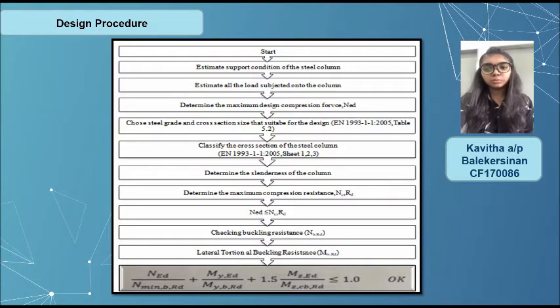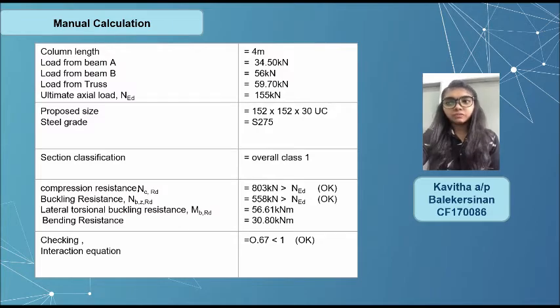provided size is suitable. First of all, the column length is 4 meters, and the loads from beam A, beam B and the truss are already mentioned. The ultimate axial load NED, which is the total of all loads including the self-weight of the column, is 155 kilonewton. The proposed size for this column is a 152 times 152 times 30 universal column, and the steel grade used for this part is S275, because the thickness of the column is less than 40 mm, so we chose it from the table. So the grade is 275.